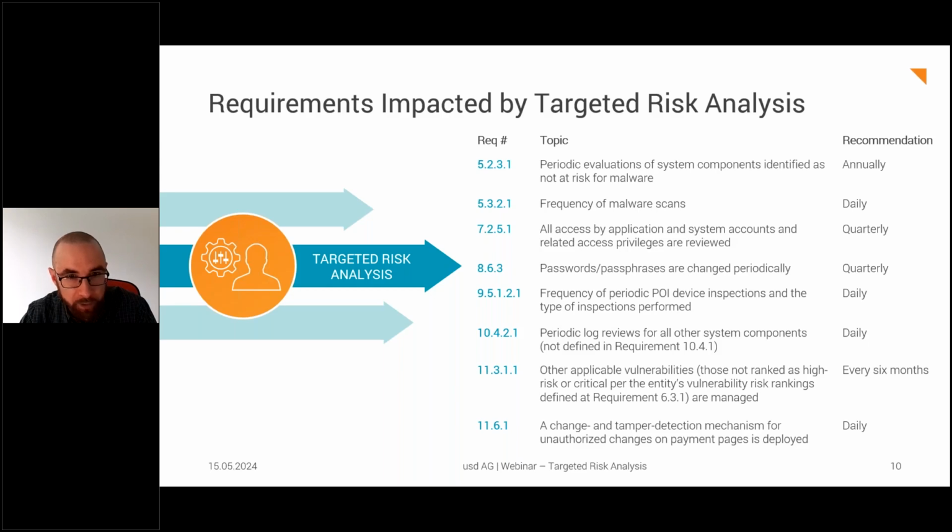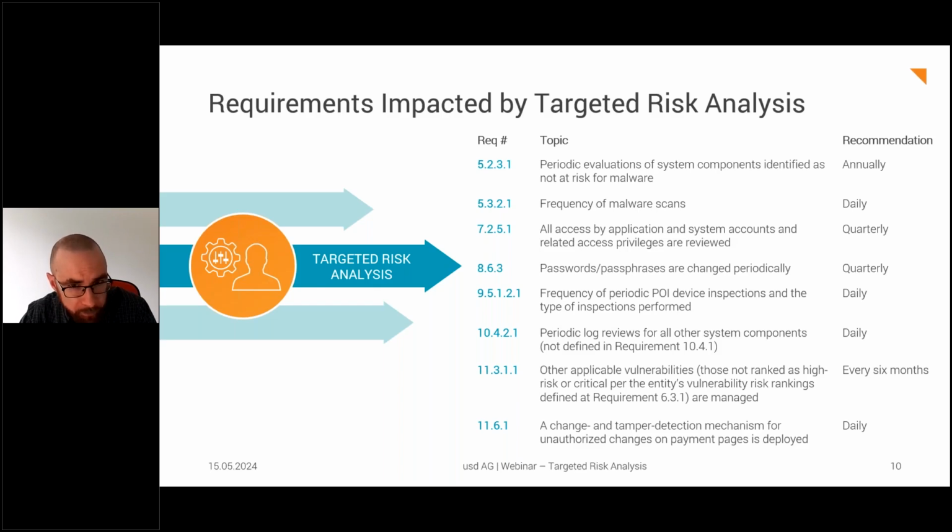Requirement 7.2.5.1 is about reviewing access privileges for application and system accounts. It makes sense to review such privileges in a cycle, of course. This is what the requirement wants you to do. And I think a quarterly cycle is reasonable here. Maybe, yeah, it makes sense to align this with the cycle that you use for personal accounts. But you have some flexibility here.